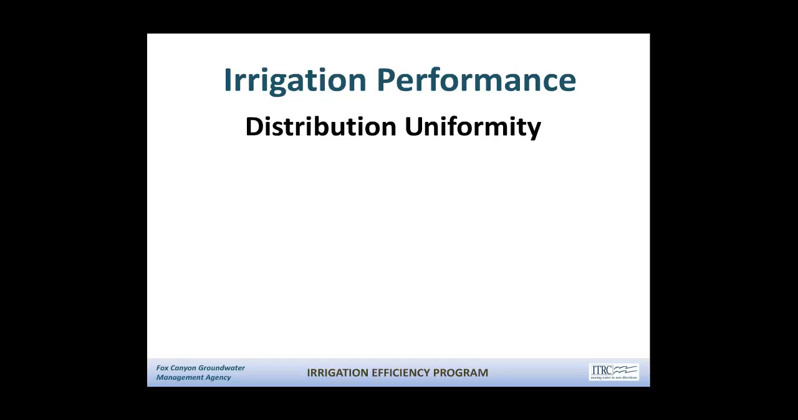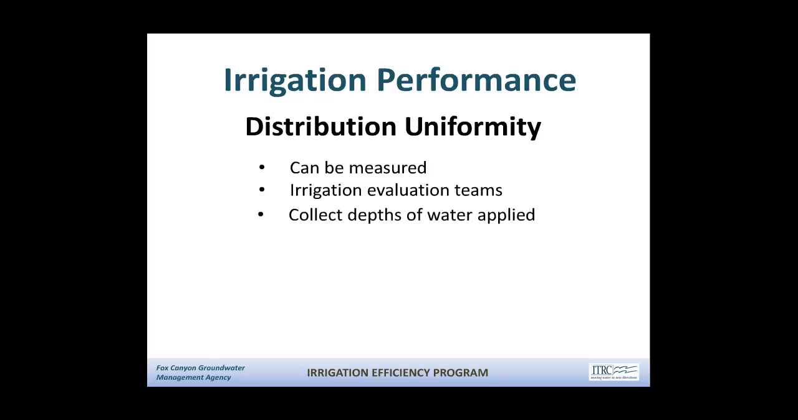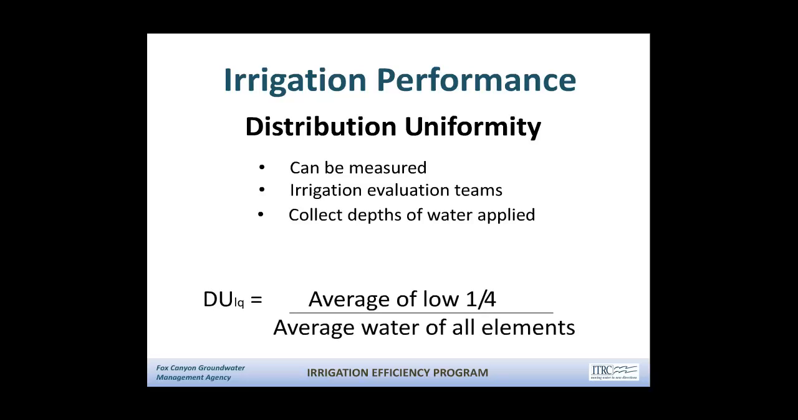The main advantage to distribution uniformity is that it is actually quite straightforward to measure and calculate. An irrigation evaluation team can go out into the field and collect data on depths of irrigation water applied. It usually takes less than half a day. Then, this equation can be used to compare the low quarter depths of water applied to the average of depths applied to the entire field to come up with a measurable DU value.